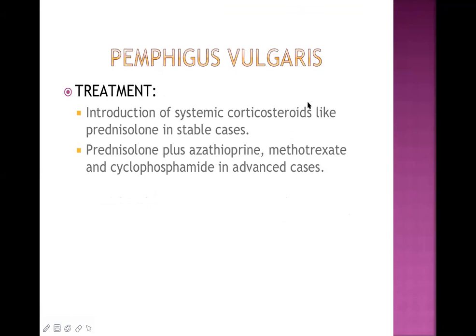Now the final part is the treatment of pemphigus vulgaris. This is an autoimmune disease, so corticosteroids play a big role here. Systemic corticosteroids like prednisolone. And if prednisolone is not that effective, you can add some other powerful immunosuppressive agent like azathioprine, methotrexate, and cyclophosphamide.